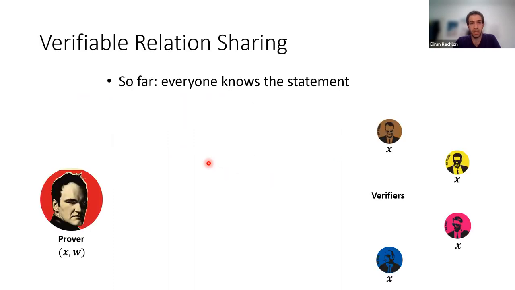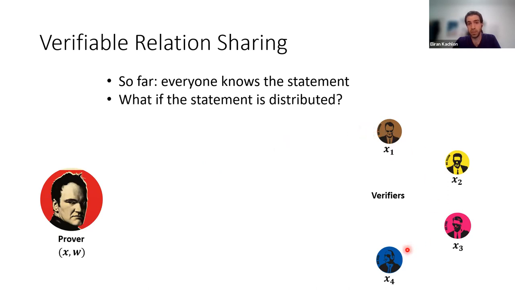But in the paper, we study a more general problem called the verifiable relation sharing. And so far we assume that everyone knows the same statement. But what happens if the statement is distributed among the verifiers? Okay, so in this scenario, the prover knows all the information, he knows the statement, the witness and all the shares, and every verifier knows exactly one share of the statement, and the prover wants to prove that the shared statement is true in zero knowledge.